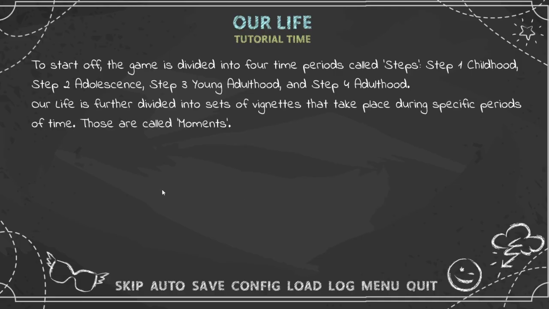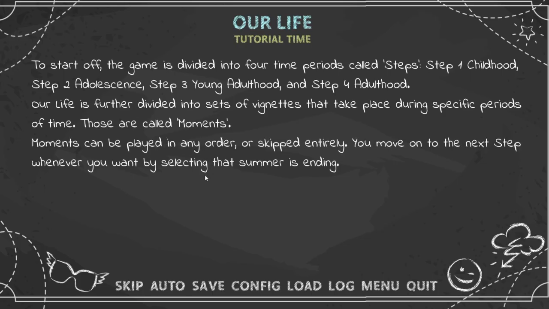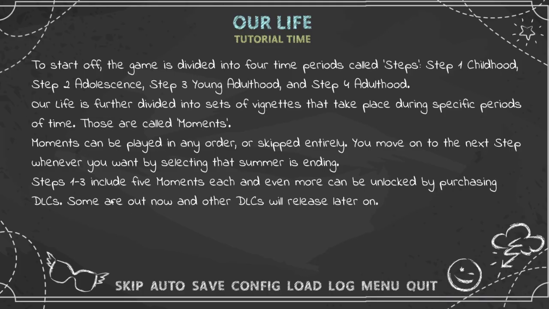Our life is further divided into sets of vignettes that take place during specific periods of time. Those are called moments. Moments can be played in any order or skipped entirely. You move on to the next step whenever you want by selecting that the summer is ending. Steps 1 through 3 include 5 moments each, and even more can be unlocked by purchasing DLCs. Some are out now, and other DLCs will release later on. Step 4 is an epilogue and doesn't include moments.